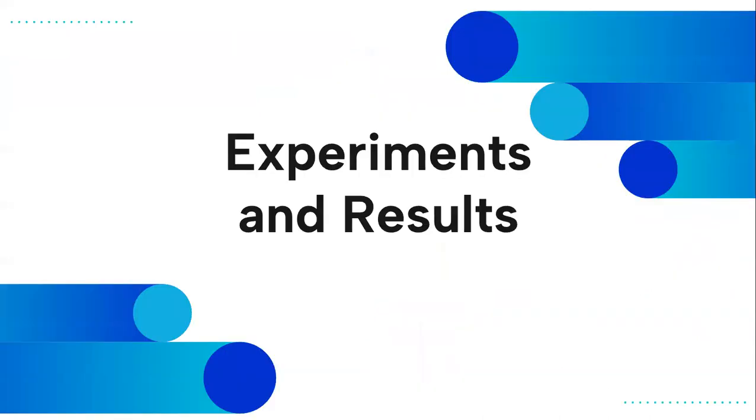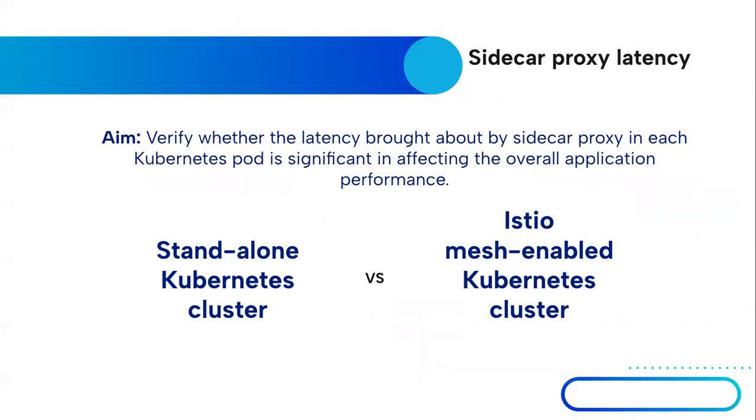Finally, we'll move on to experiments and results. An experiment was carried out to verify whether the latency brought about by the sidecar proxies in each Kubernetes pod is significantly affecting the overall application performance.